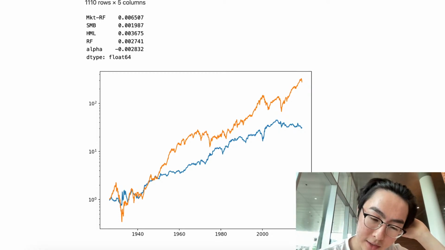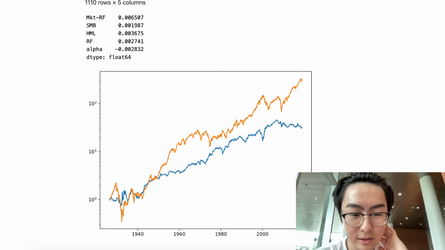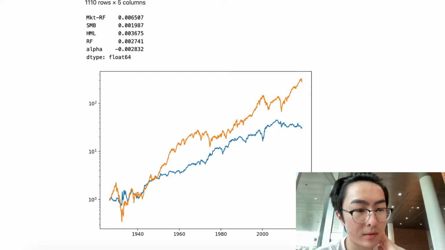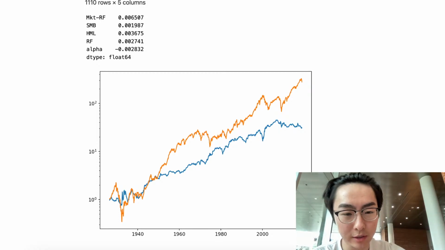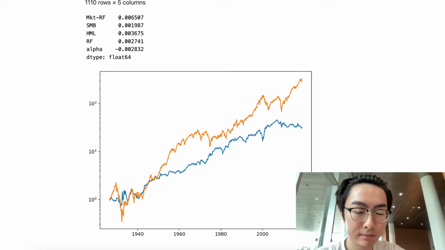Does this make economic sense? I think that probably does make sense, because as you have a lot of companies and a lot of growth in the market, then market values are kind of inflated and book to market ratios kind of decline.